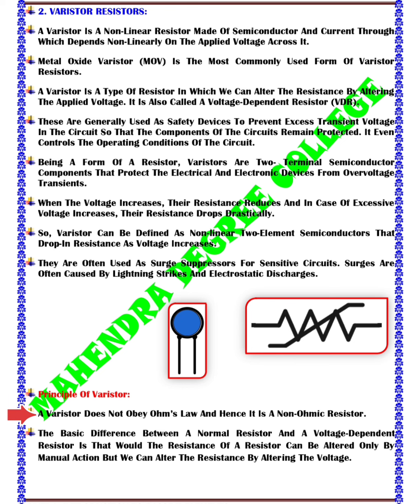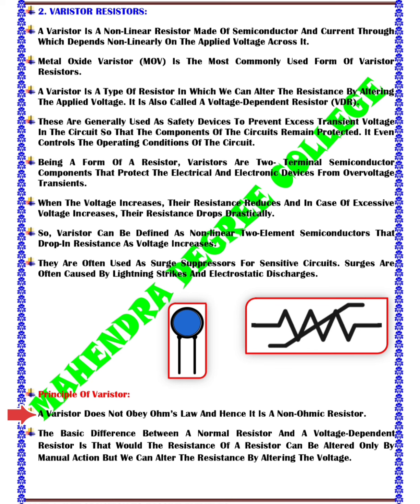A varistor is a non-ohmic resistor. A varistor's resistance changes with the applied voltage, unlike a standard resistor where resistance remains constant. This nonlinear relationship means that a varistor does not obey Ohm's law, which states that the current through a conductor is directly proportional to the voltage across it.